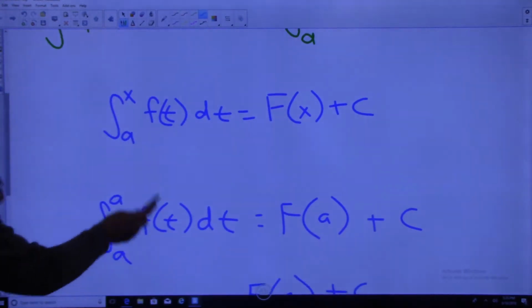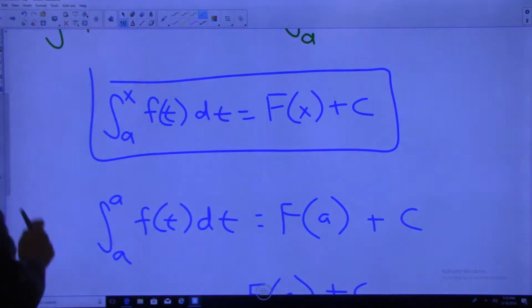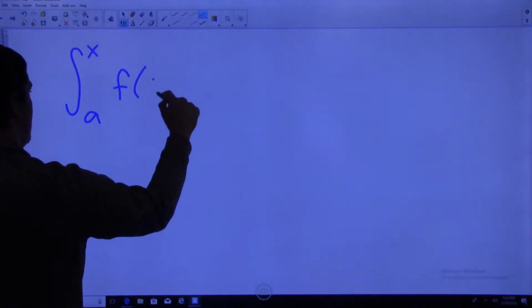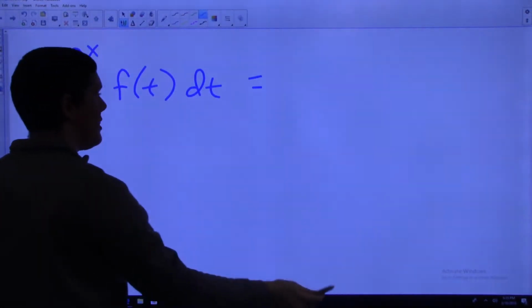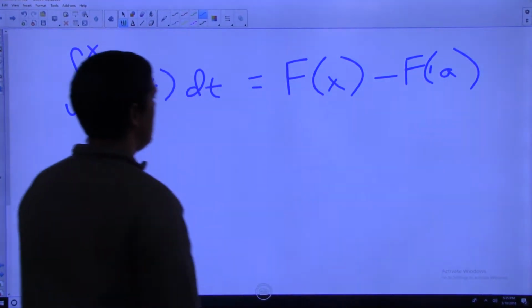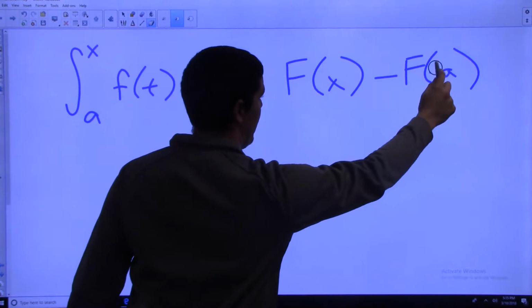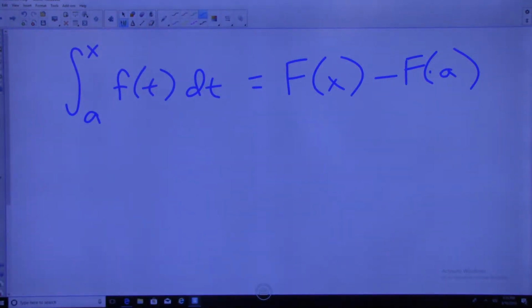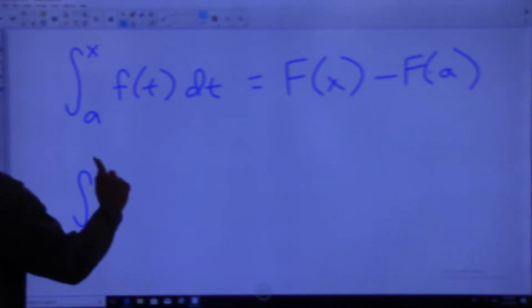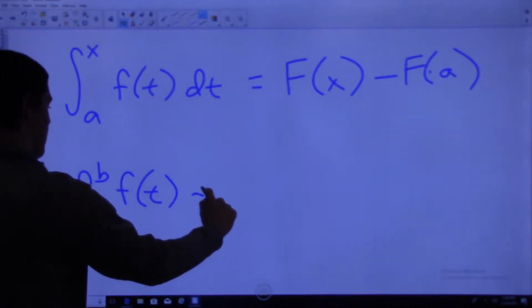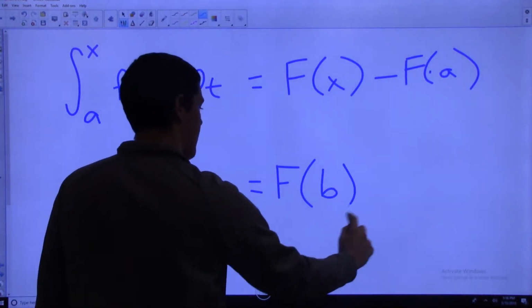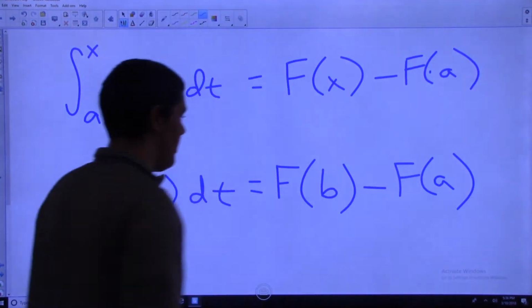Let me rewrite this on another page. It's going to be the integral from a to x of f of t dt, and that's the same thing as capital F of x minus capital F of a. So that's where this comes from. Now, that doesn't look exactly like the fundamental theorem part 2, but the only reason is that we have x here instead of b. If I write it from a to b of f of t dt, then that's going to be capital F of b minus capital F of a. There we go.